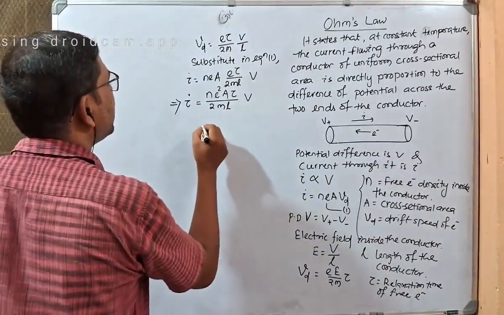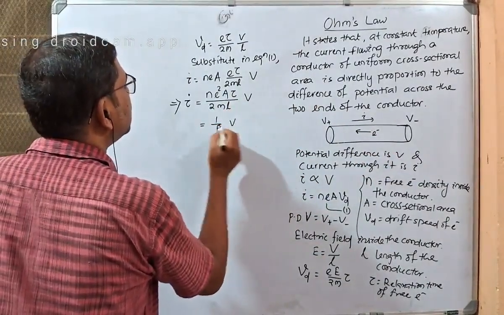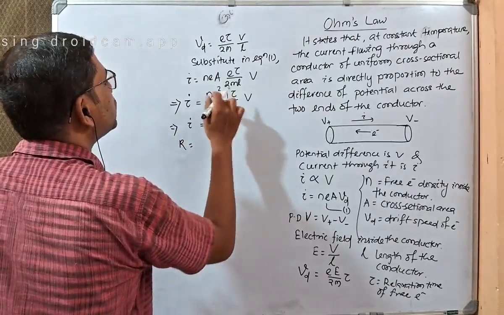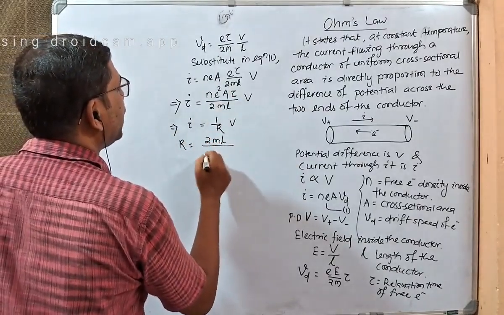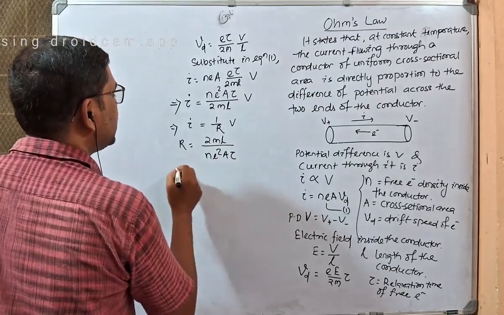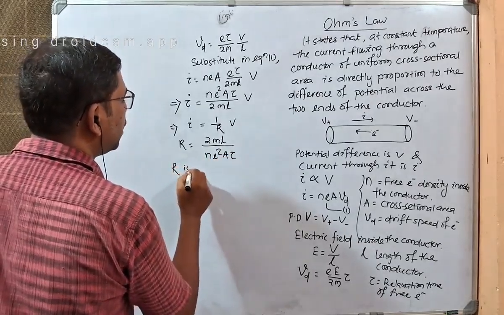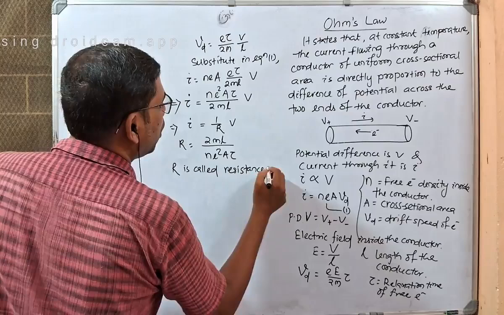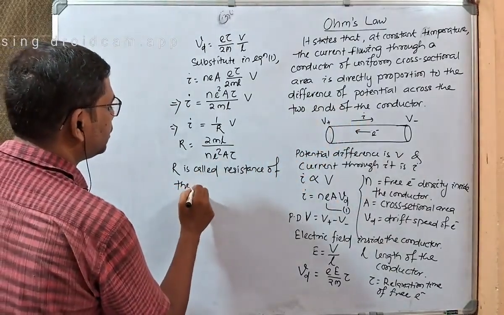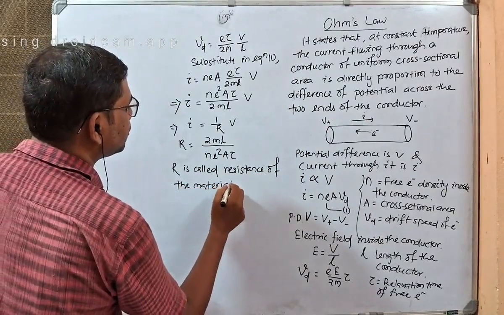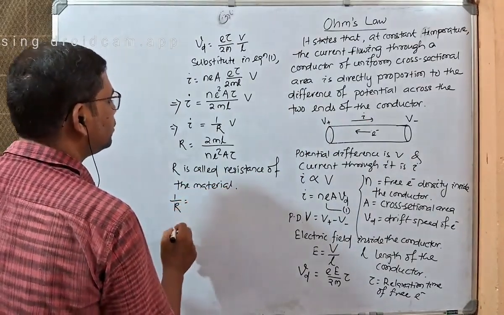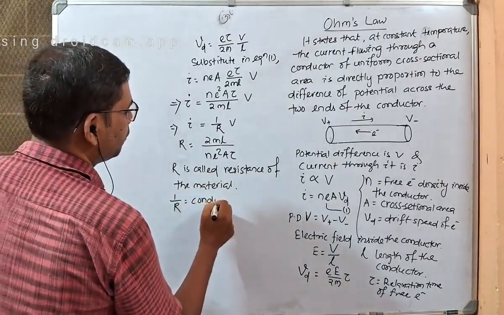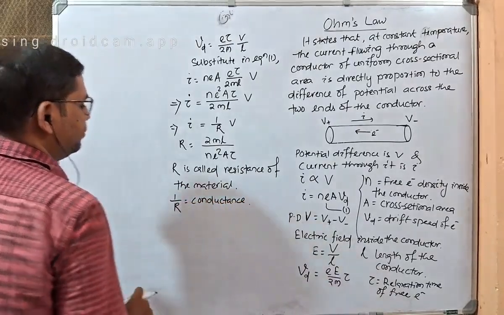We represent this part by 1/R, where R is the inverse of this, R = 2mL/(n e² A τ). R is called resistance, the resistance of the material. And 1/R, the inverse of resistance, is called conductance.